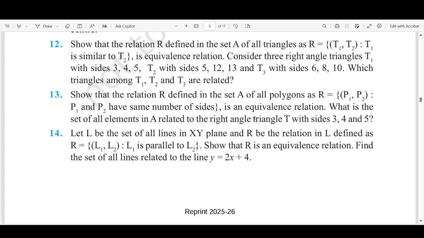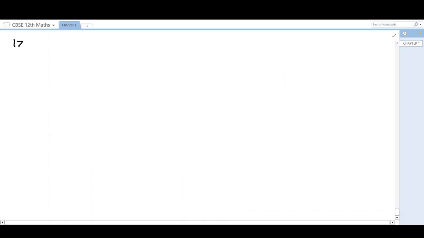Question number 13. Show that the relation R defined in the set A of all polygons as R equal to set of all ordered pairs P1, P2 such that P1 and P2 have same number of sides is an equivalence relation. What is the set of all elements in A related to the right angle triangle T with sides 3, 4, 5? So the relation R is defined such that P1 is related to P2 only when P1 and P2 have same number of sides.